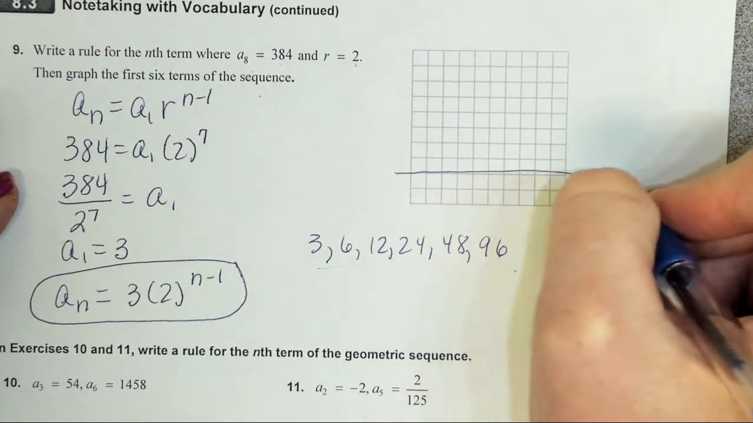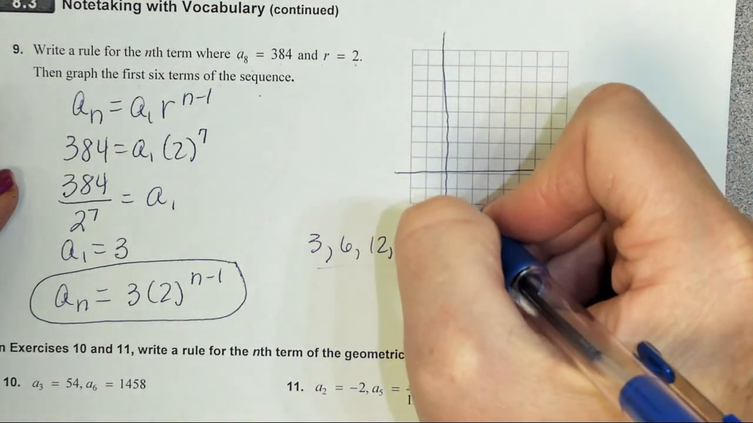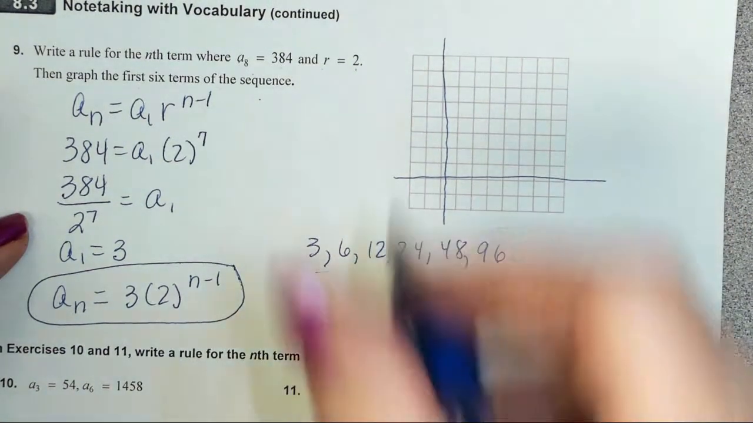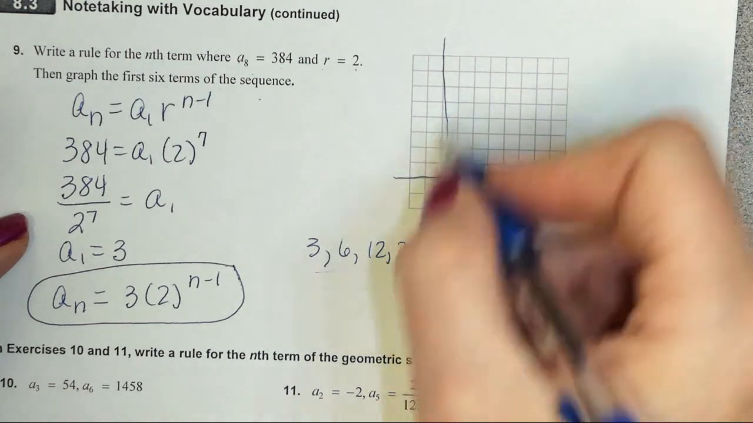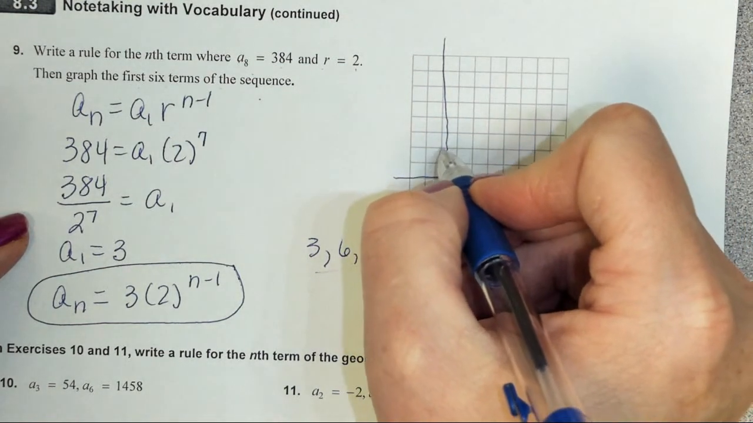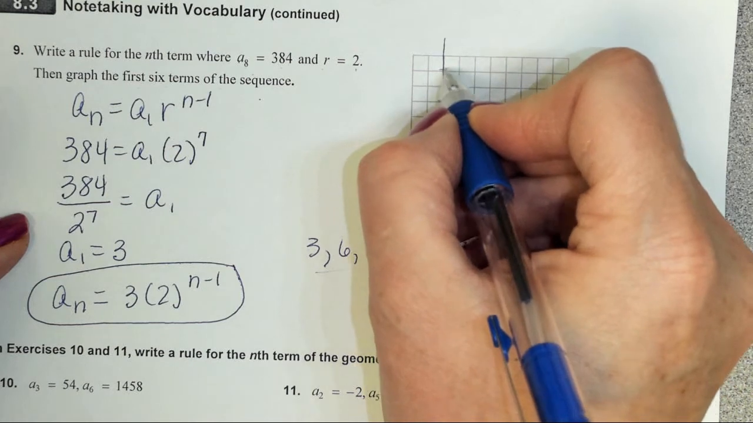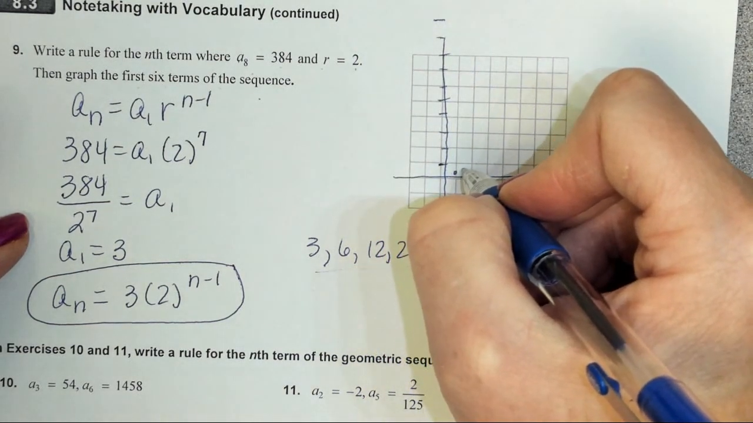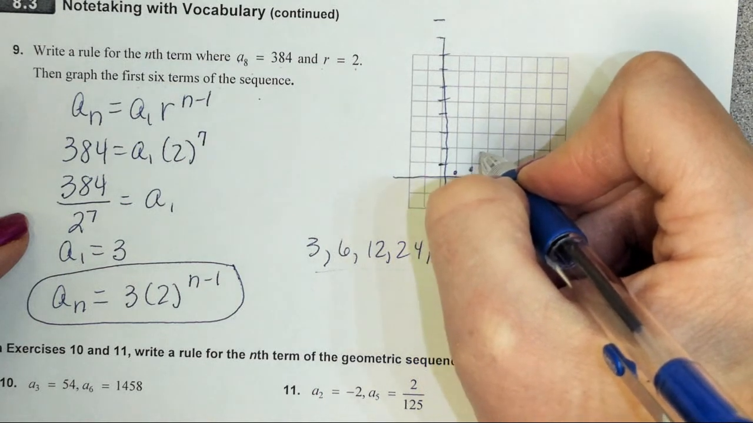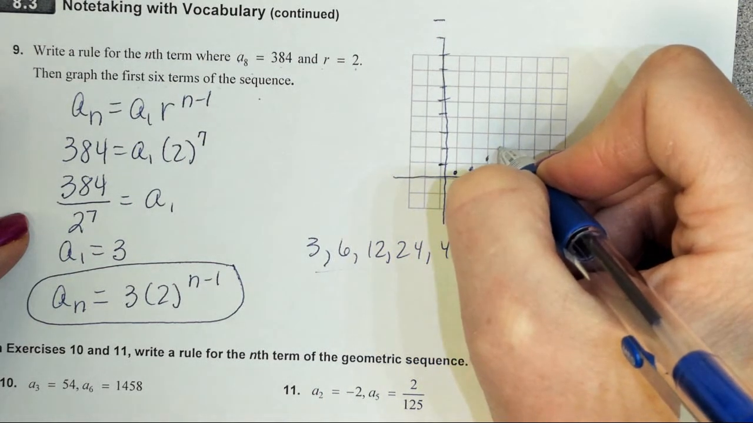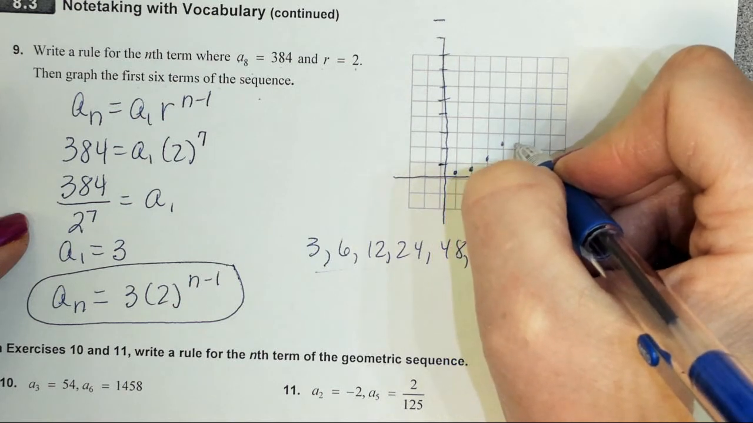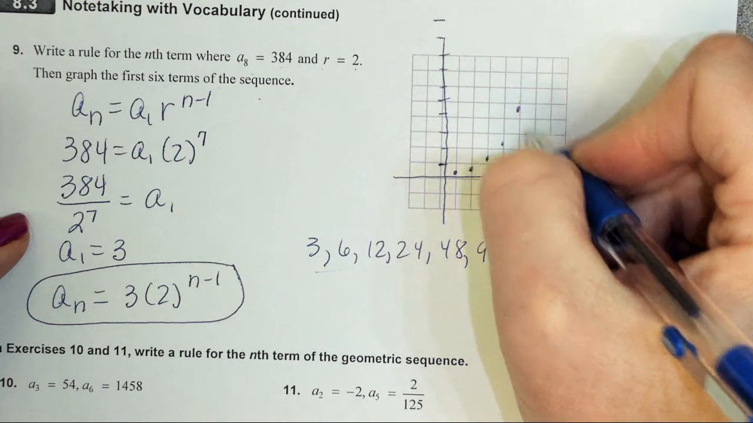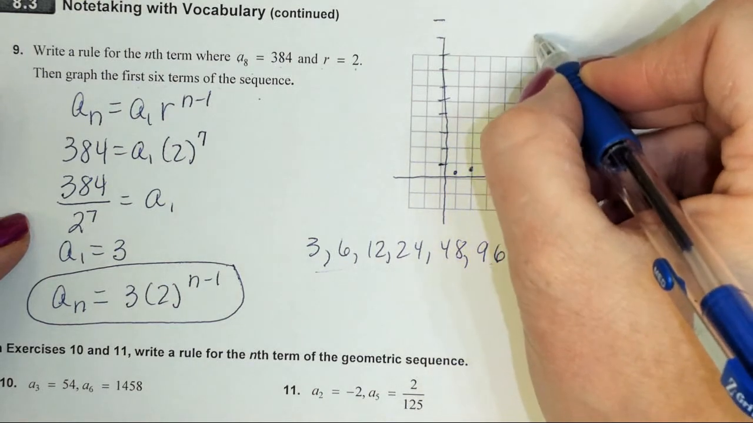What they want you to see by graphing these, okay, so when n is 1, our answer is 3. And I got to go up to 96. So 10, 20, 30, 40, 50, 60, 70, 80, 90, 100. So at 1, I've got 3, then I've got 6, then I've got 12, then I've got 24, then I've got 48, right around in there, and then I've got 96.